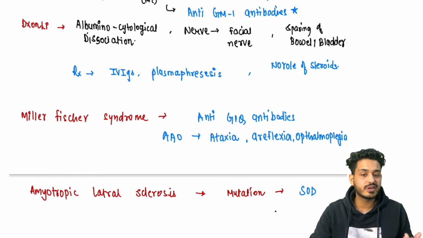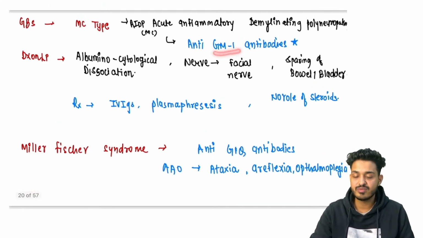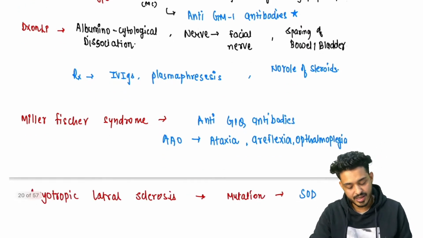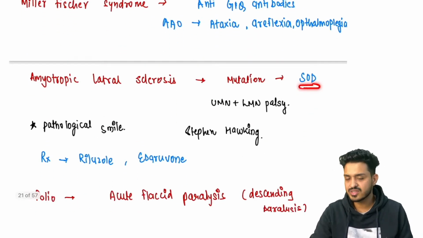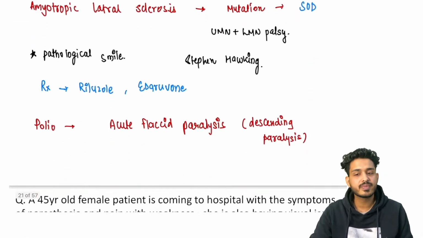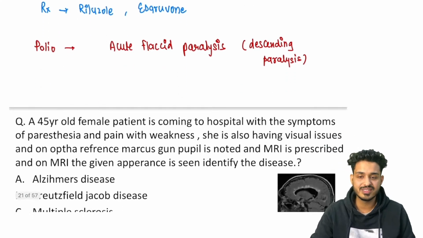Okay, we studied GM1 ganglioside in cholera toxin, right? You can remember anti-GM1 antibodies are seen in Guillain-Barré syndrome, right? Anti-GQ1b is going to be in Miller-Fisher. In amyotrophic lateral sclerosis, SOD mutation will be there, right? And polio will be having acute flaccid paralysis.